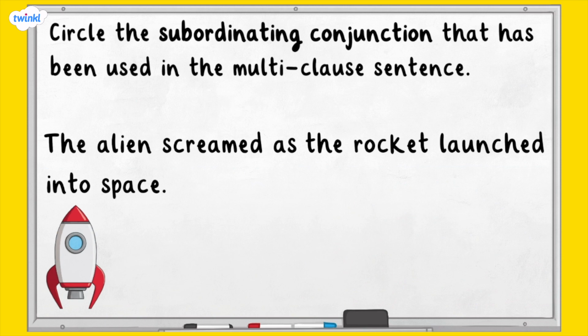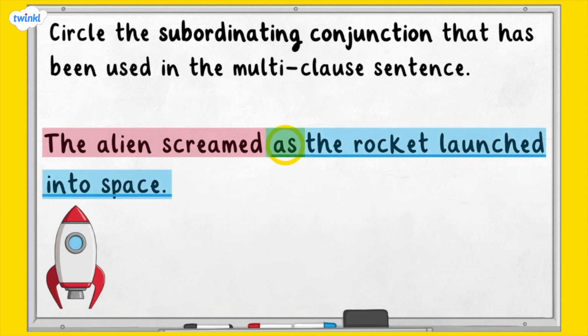Well done if you spotted how the subordinating conjunction as has been used to link the different clauses. The main clause was the alien screamed, and the subordinating conjunction as started the subordinate clause, as a rocket launched into space.